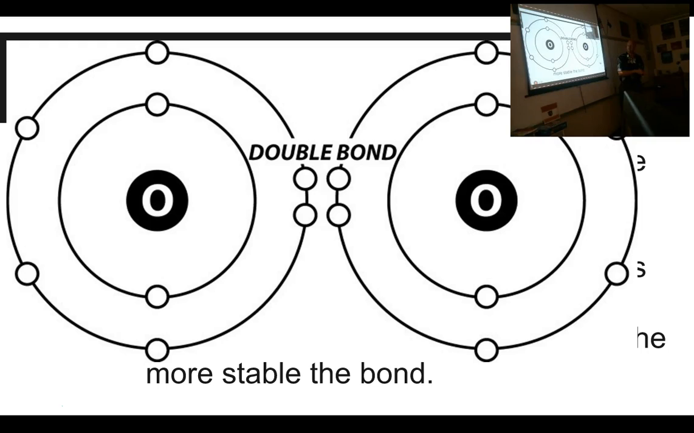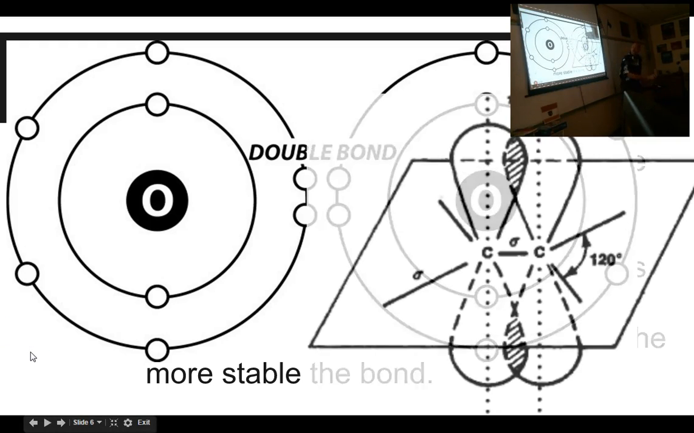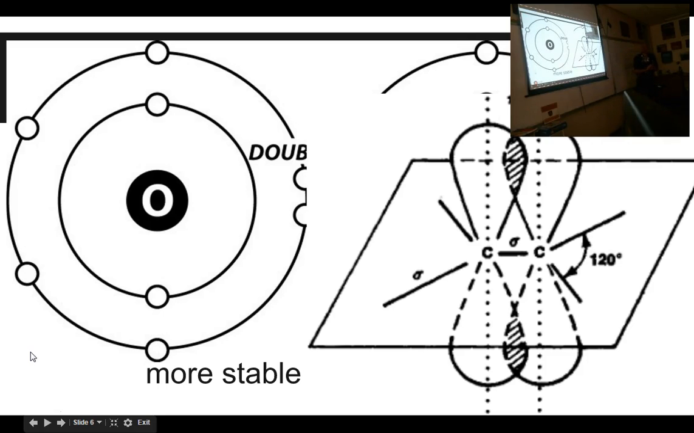That is a double bond, more stable than a single bond. Here is another way of looking at a double bond. This takes into account electron orbital shapes. They're sharing 2 electrons from an S energy level, the spheres that are close to the nucleus, right? So they overlap in the S level, and they call that a sigma bond.